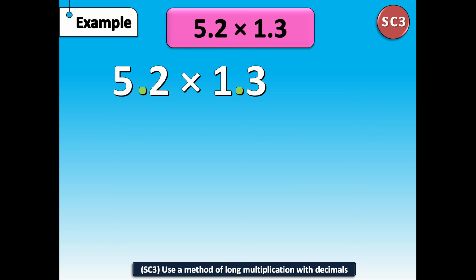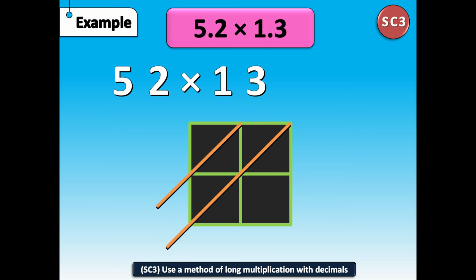Here's another question. This time I want to do 5.2 times 1.3. So if I ignore the decimal points for now and just do 52 times 13. So 5 times 1 is 5. So I'll put 0 up top and 5 underneath. 2 times 1 is 2. So I'll put 0 and then 2.